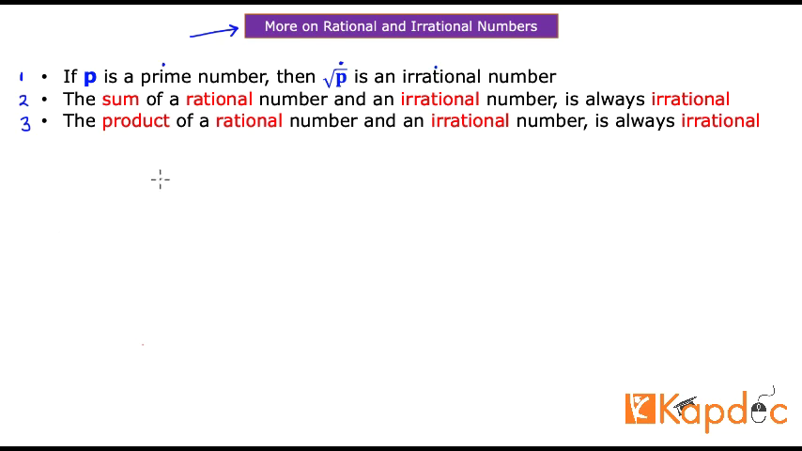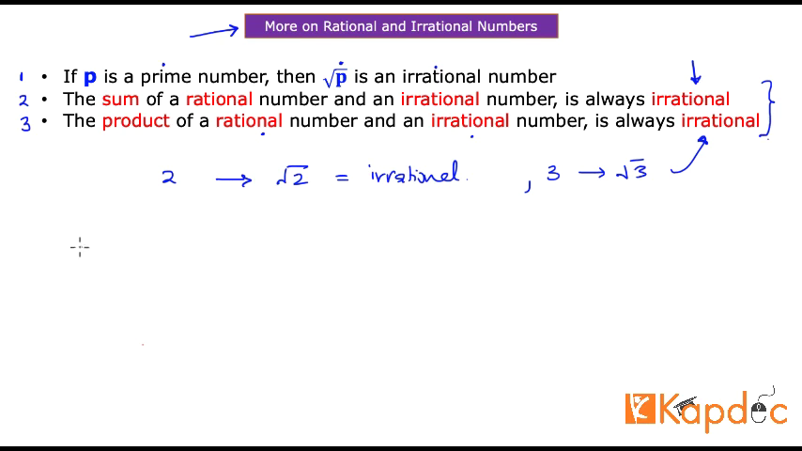A quick example: 2 is a rational number and it is a prime number as well. The moment you take the square root of 2, it becomes irrational. Likewise, 3 is a prime number, but when you take the square root of 3, it becomes irrational. Next, the sum or product of any rational with an irrational number will always result in an irrational number, right?